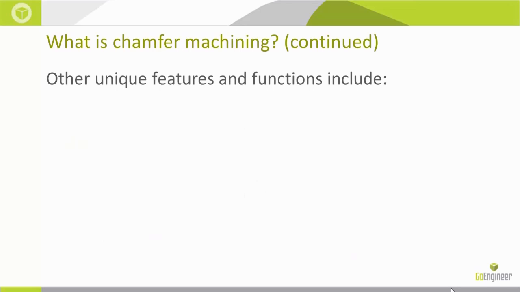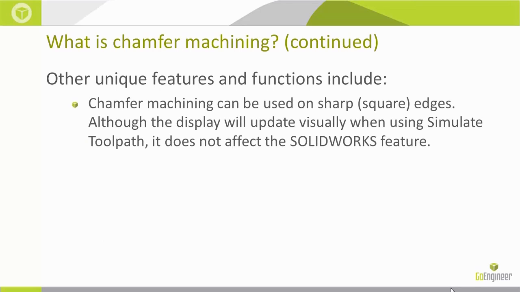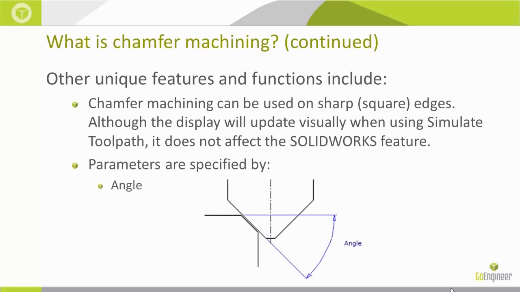Other unique features and functions include chamfer machining can be used on sharp or square edges. Although the display will update visually when using Simulate Toolpath, it does not affect the SolidWorks feature. Parameters are specified by angle. This parameter is for reference only and reflects the taper angle of the tool. The chamfer angle is defined as the angle between the top face of the feature and the side of the chamfer. 0 degrees is parallel to the XY plane, and 90 degrees is vertical.